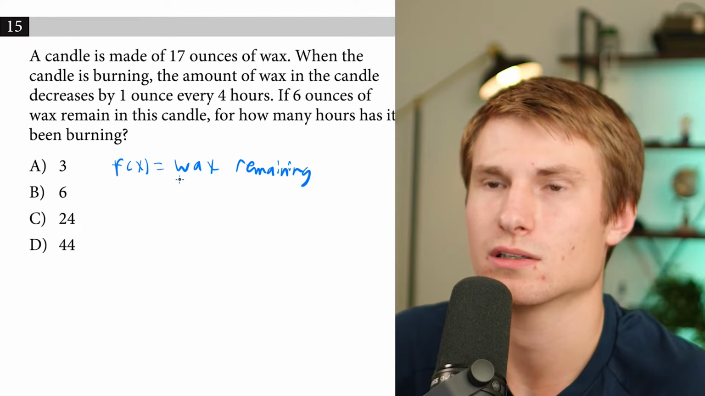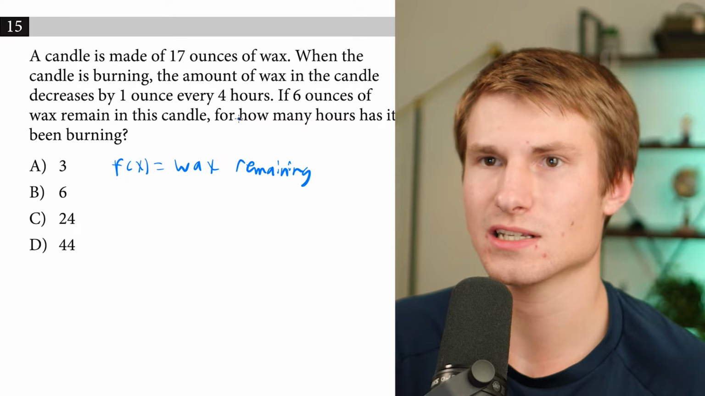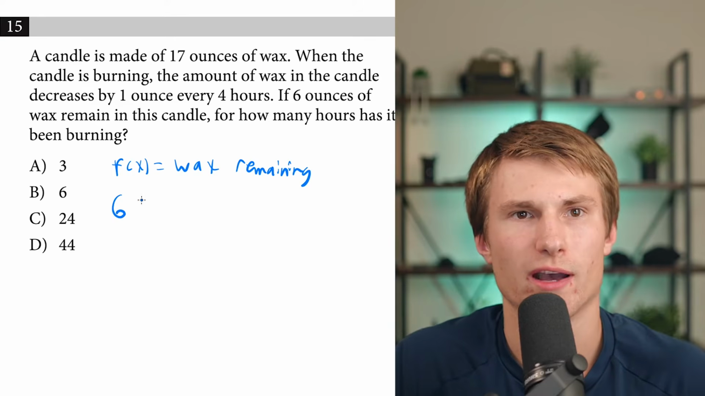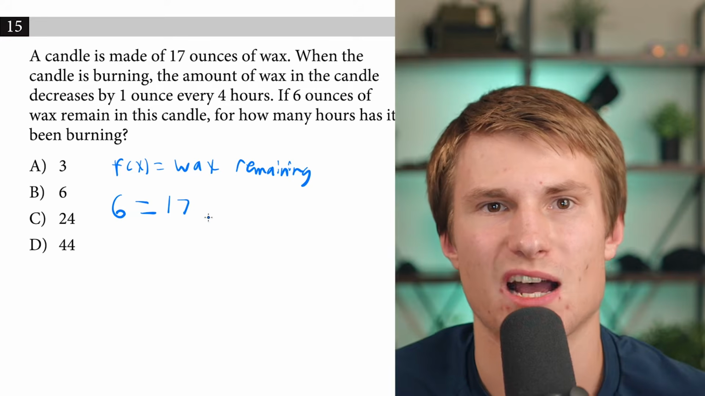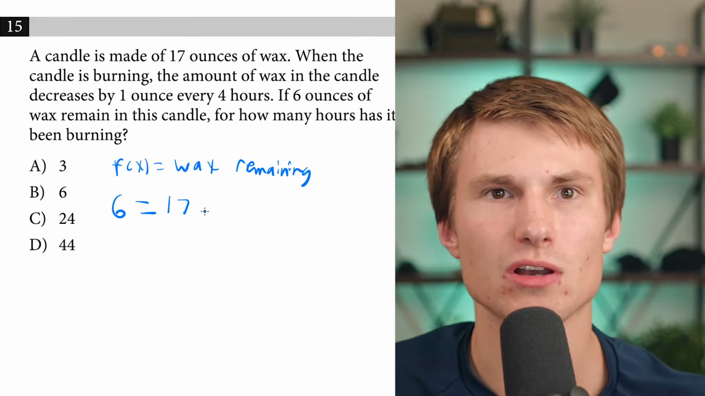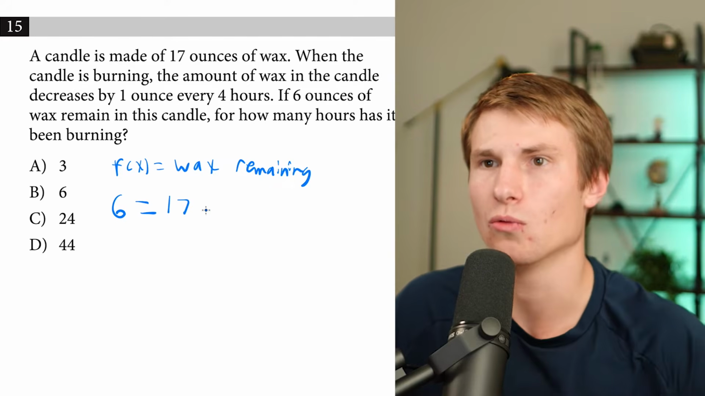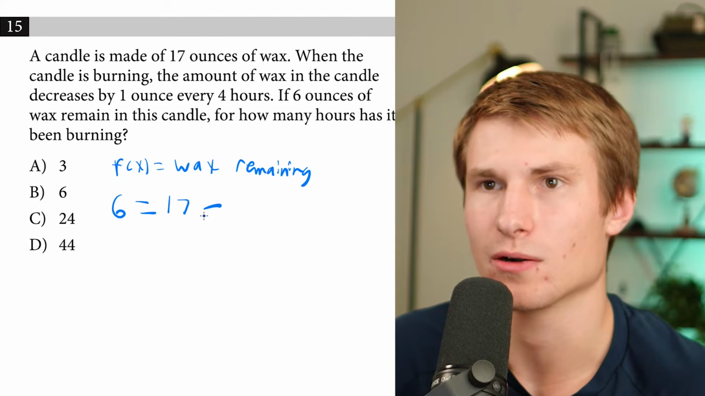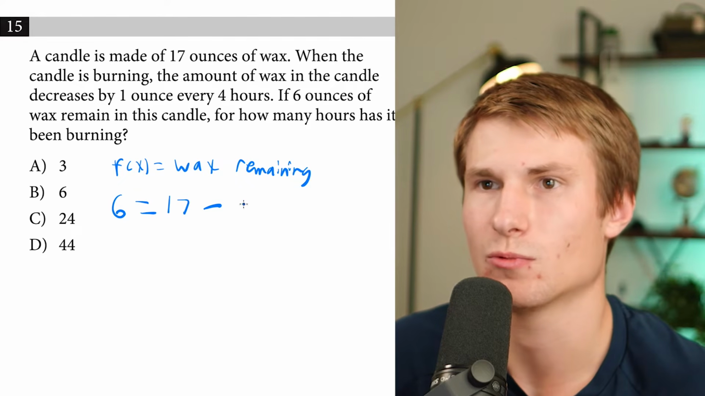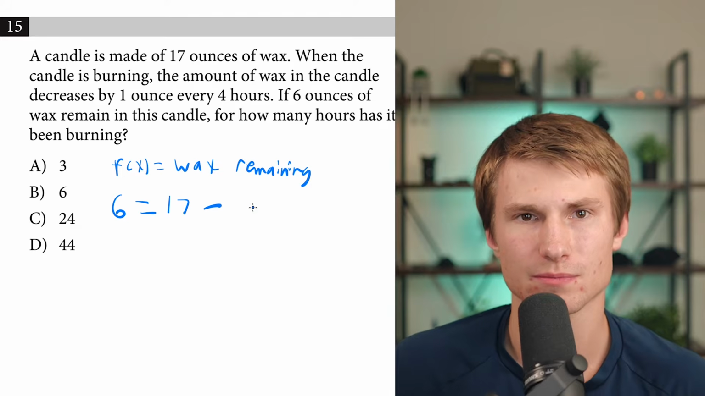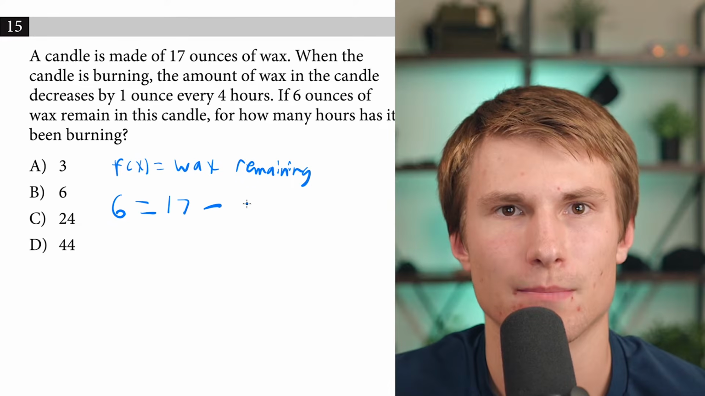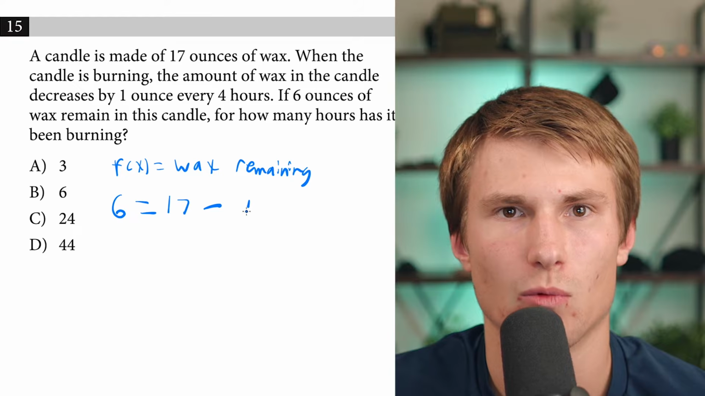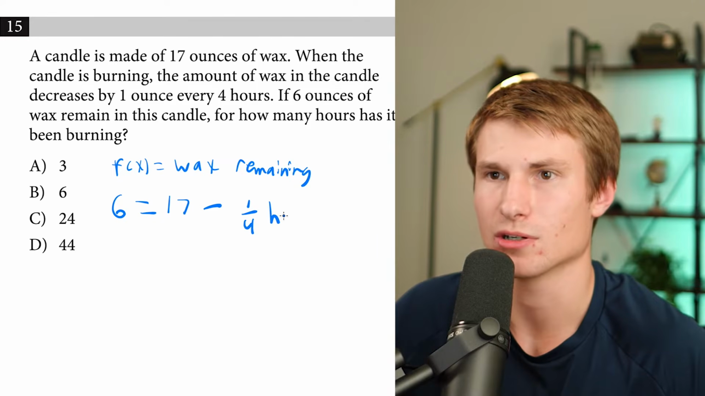Wax remaining, okay. Now we've got 6 ounces of wax remaining in the candle. So we know that we initially have 17 ounces of wax when time is at 0. We also know that we are decreasing 1 ounce every 4 hours. We start with 17 ounces. We lose 1 ounce every 4 hours. So the way that we would represent that is minus 1 over 4 times our number of hours.